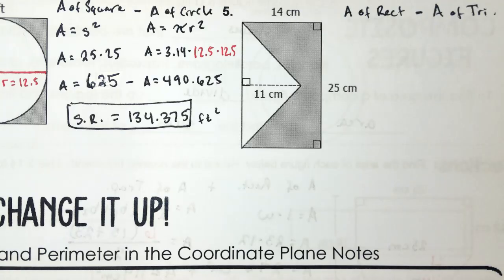Chris Solid, what you got for now? What's your shaded region? Janae, what's that? Alright, let's go over to the next one.